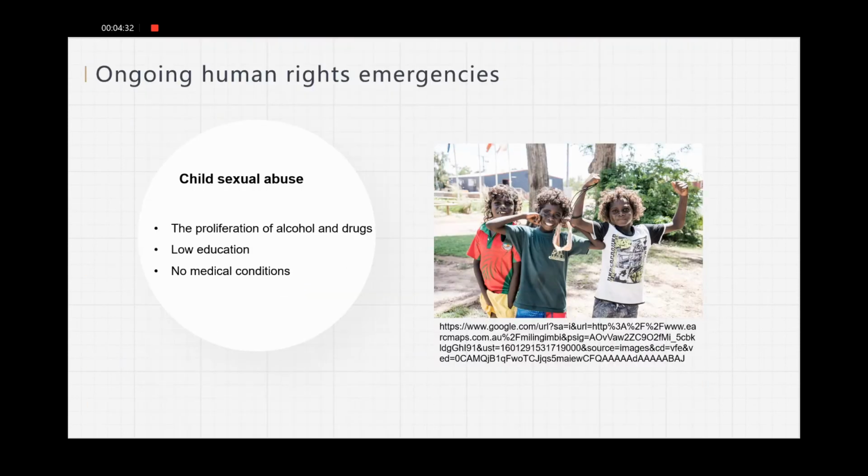The Northern Territory Emergency Response pointed out that there are serious children's sexual abuse problems in Indigenous communities in remote areas of the Northern Territory, including the Milingimbi community. The main causes of these problems are the proliferation of alcohol and drugs, no education, and no medical conditions for health checks.